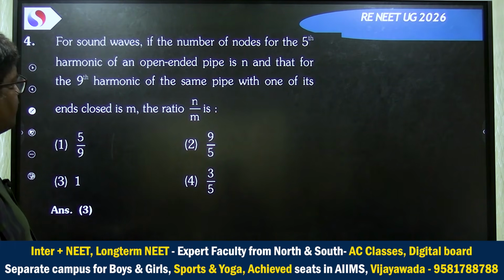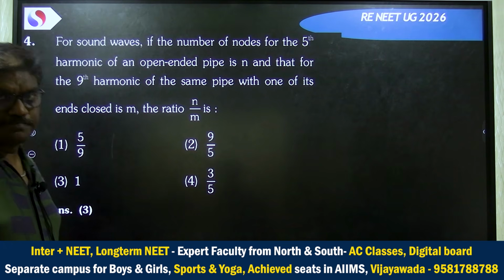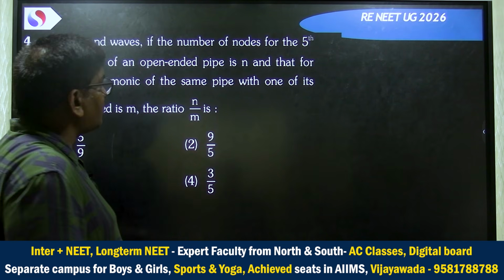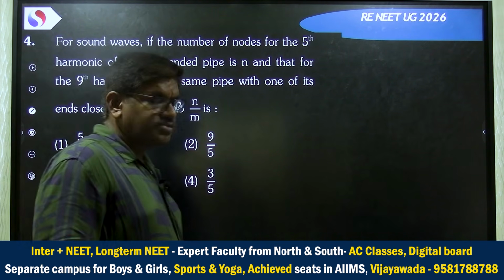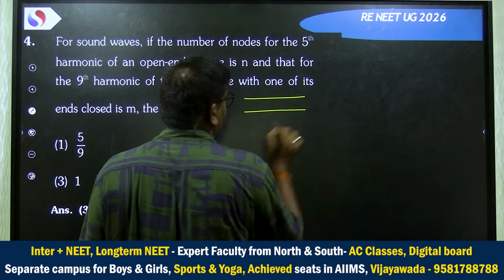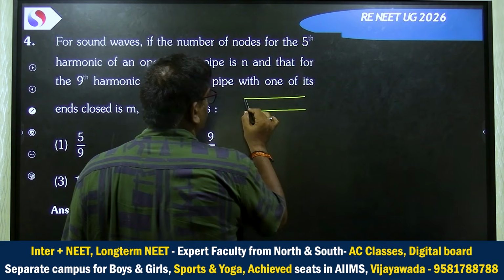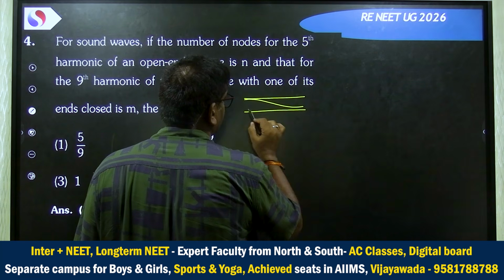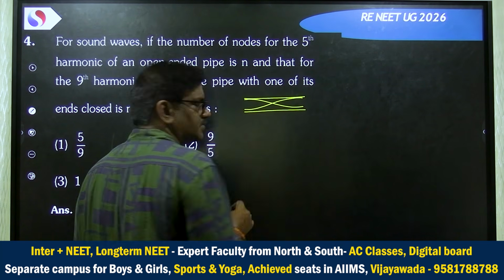Fine. For a sound wave, the number of nodes for the fifth harmonic of an open-ended pipe is n. An open-ended pipe, and they are talking about nodes. So pressure nodes we are talking about, let's see how it goes. Suppose this is an open-ended pipe. You know how the harmonics will be formed. Say, for example, if this is a fundamental, it will be like this.